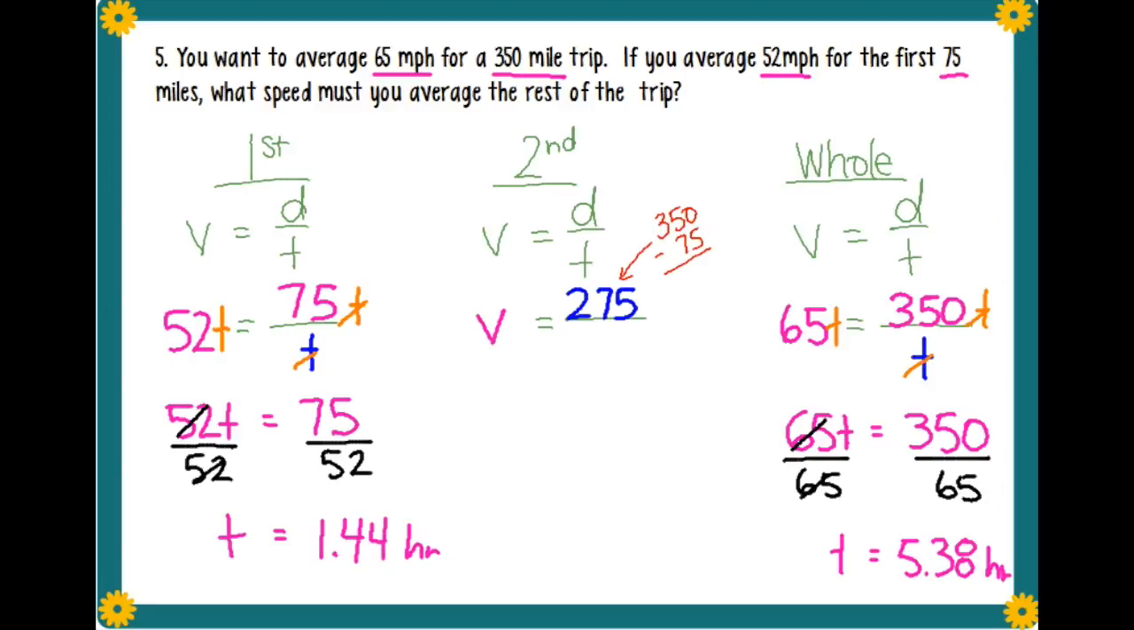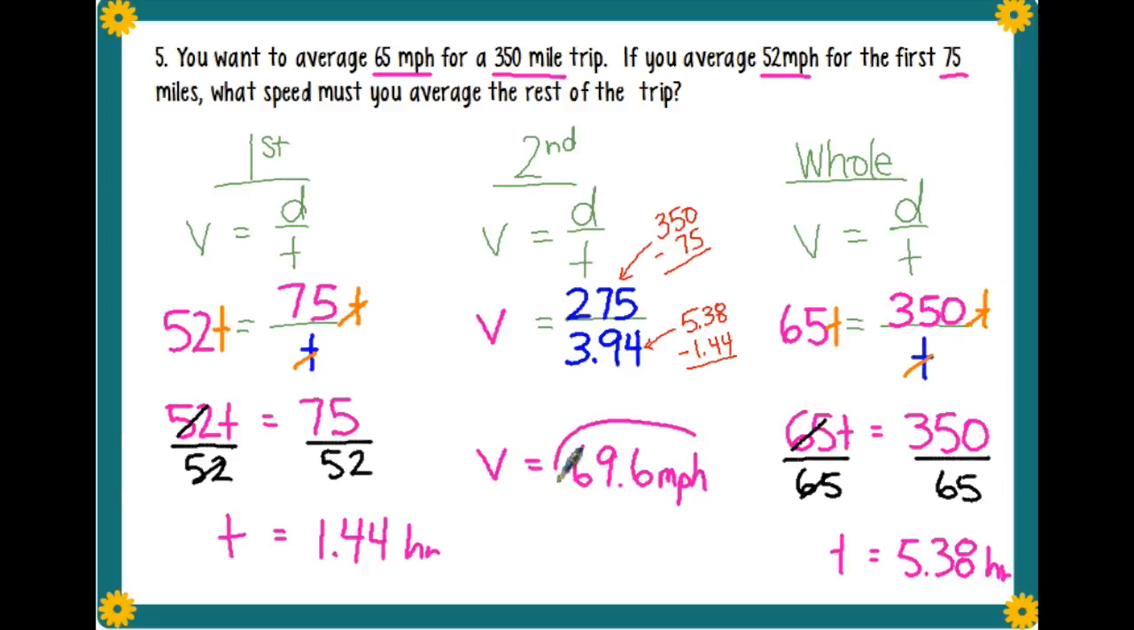And now I can subtract. 5.38 for the whole trip. Take away the 1.44 hours that I already used on the first part of the trip. And I get that there's 3.94 hours left for the second part of the trip. And now I just divide. 275 divided by 3.94 is 69.6. That's the velocity, so it was miles per hour.